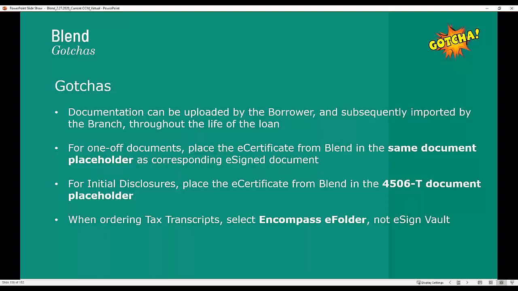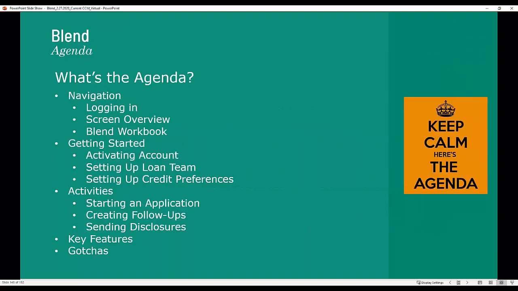That way, when we go to order tax transcripts, we're going to select Encompass e-folder, specifically the 4506T e-folder, and order transcripts. So we're no longer going to be selecting the e-sign vault. That's going to be an operational impact to us, isn't it? It's going to be a change. Are the instructions for ordering tax transcripts with an e-cert or with a 4506T that was e-signed in Blend in your Blend workbook? You bet they are.